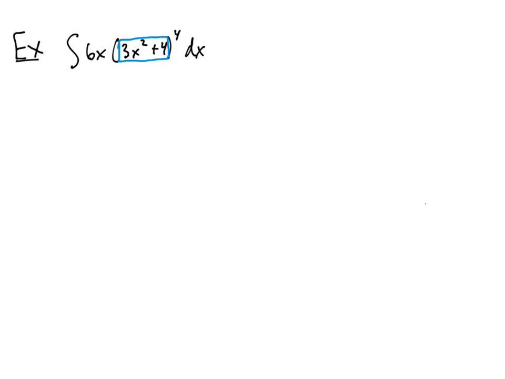It's kind of like we have two different functions here. Let me write that in a different color. Okay, so the inside function we'll set as u, 3x squared plus 4. If I take the derivative of both sides of that equation, I get du on the left, and on the right-hand side I'm going to have 6x dx. So 6x dx is all of this, and then u is going to get raised to the fourth power.